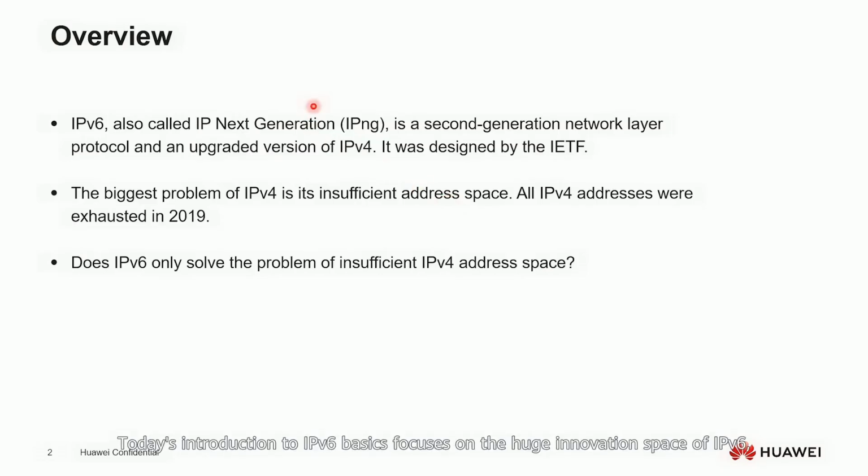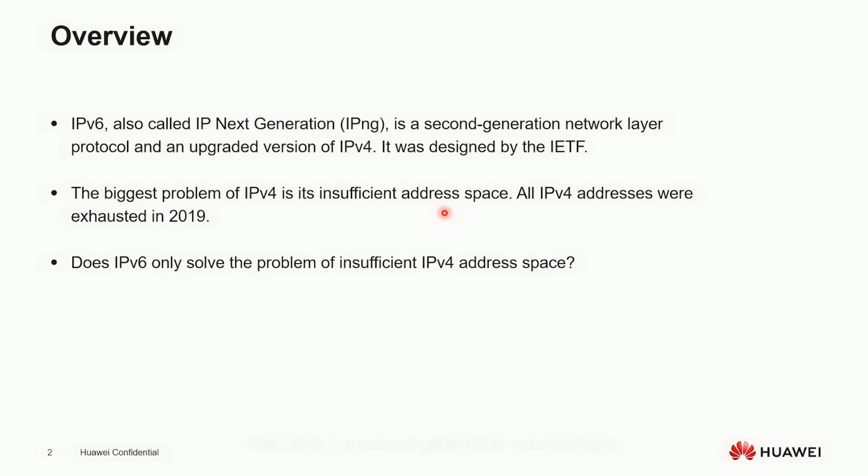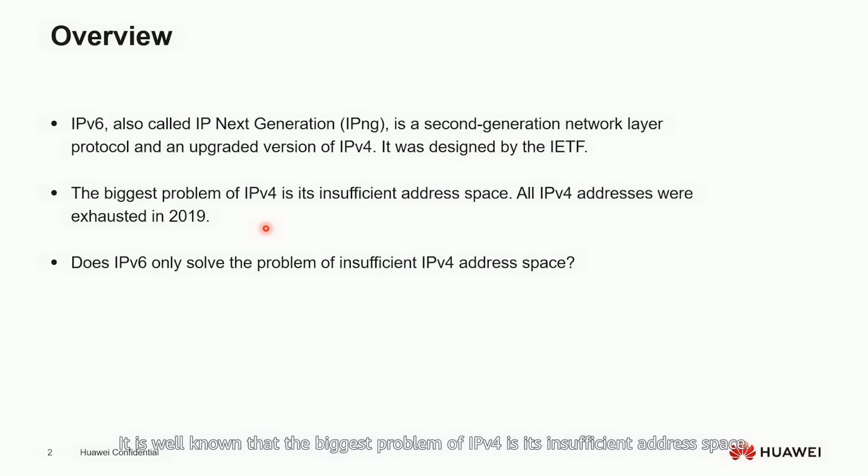Today's introduction to IPv6 basics focuses on the huge innovation space of IPv6, covering the definition, advantages, and design ideas of IPv6, as well as types, functions, and applications of IPv6 extension headers. First, IPv6 is a second-generation network layer protocol and an upgraded version of IPv4. It is well known that the biggest problem of IPv4 is its insufficient address space. All IPv4 addresses were exhausted in 2019.